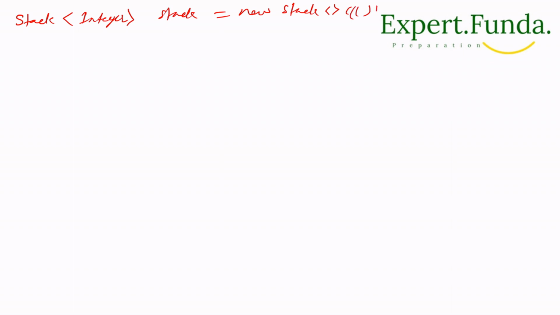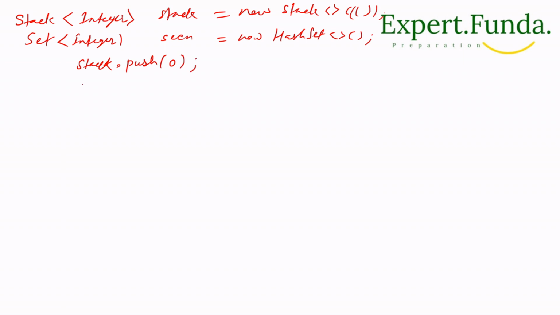Okay. Done. Now what will we do? We will take a seen set. We have a set of integer, and this is our seen equal to new HashSet. This is also done. Now we will push onto the stack, stack dot push, and pass the 0 node, the first node. Then on the set we will add seen dot add 0, right?